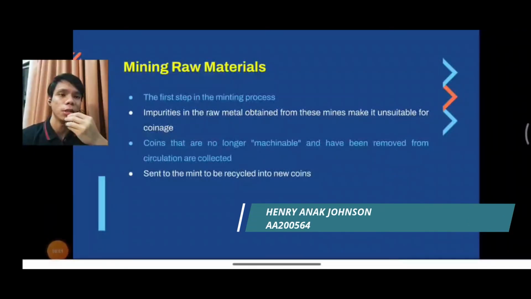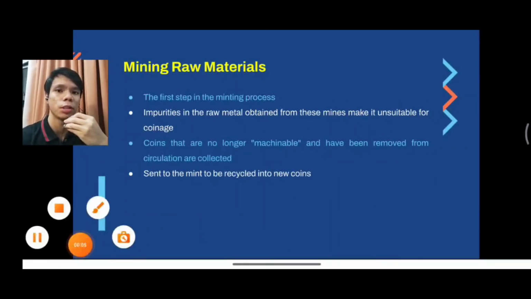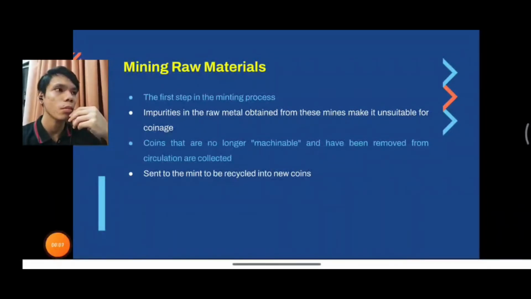Hi, my name is Henry, and for my part, I will present the product manufacturing process. The first process is mining raw materials. The mining of raw material is the first step of this minting process.